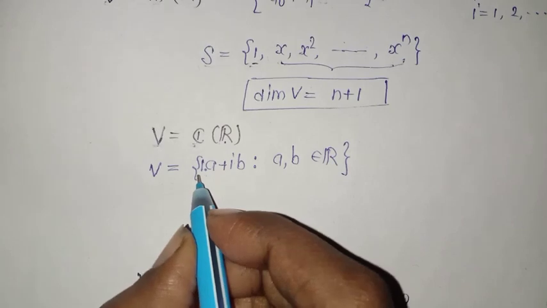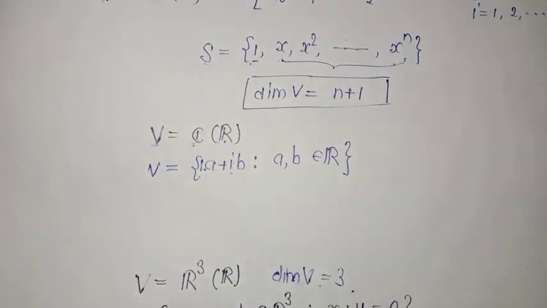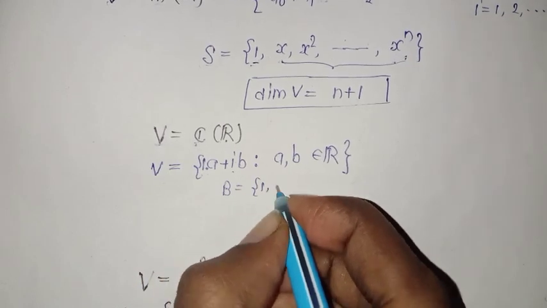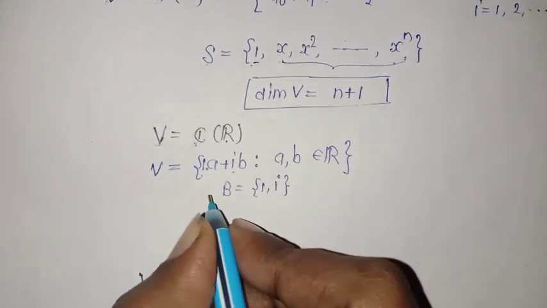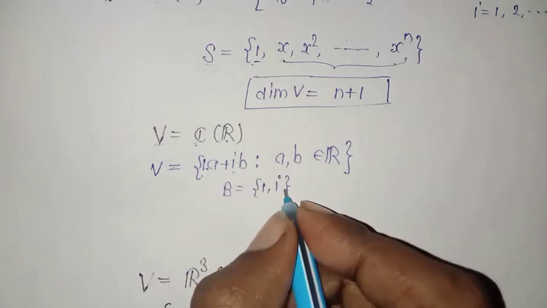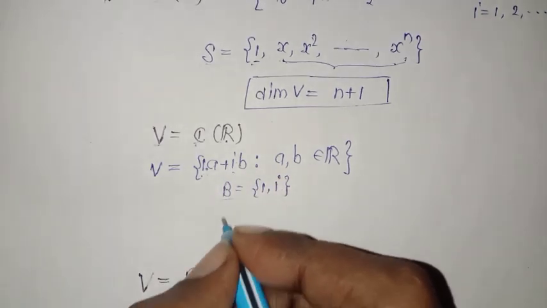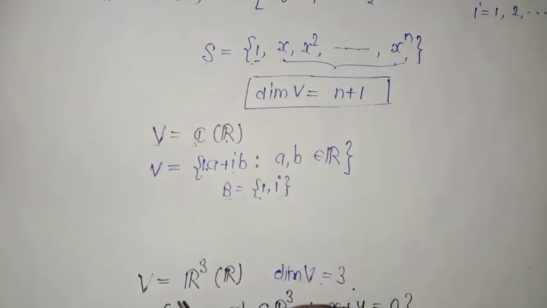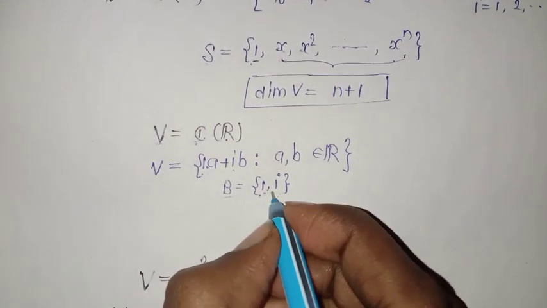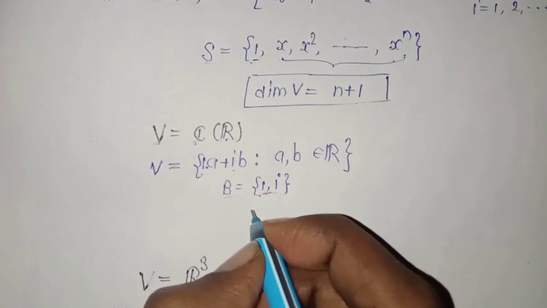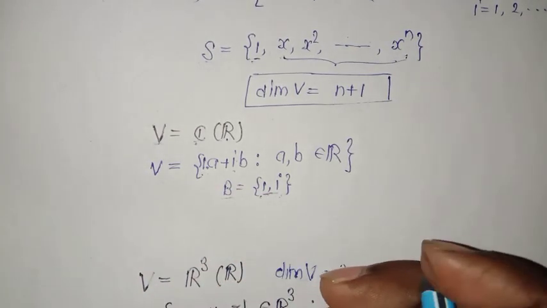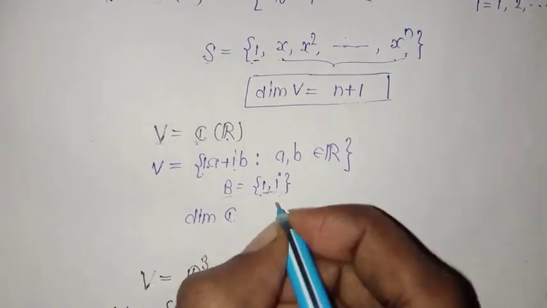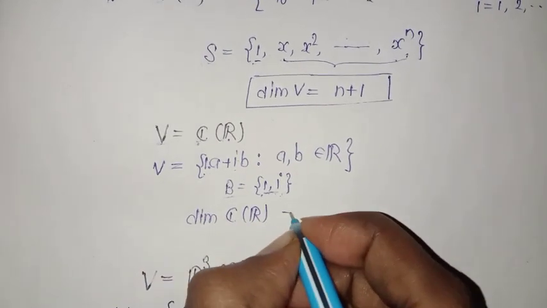So what are the elements that can generate the whole vector space? Clearly you can see this is nothing but 1 comma i. 1 comma i are sufficient to generate the whole vector space. So this must work as a basis for this vector space V, and they are linearly independent also. So the number of vectors in the basis of the vector space is 2. So the dimension for this vector space is 2.